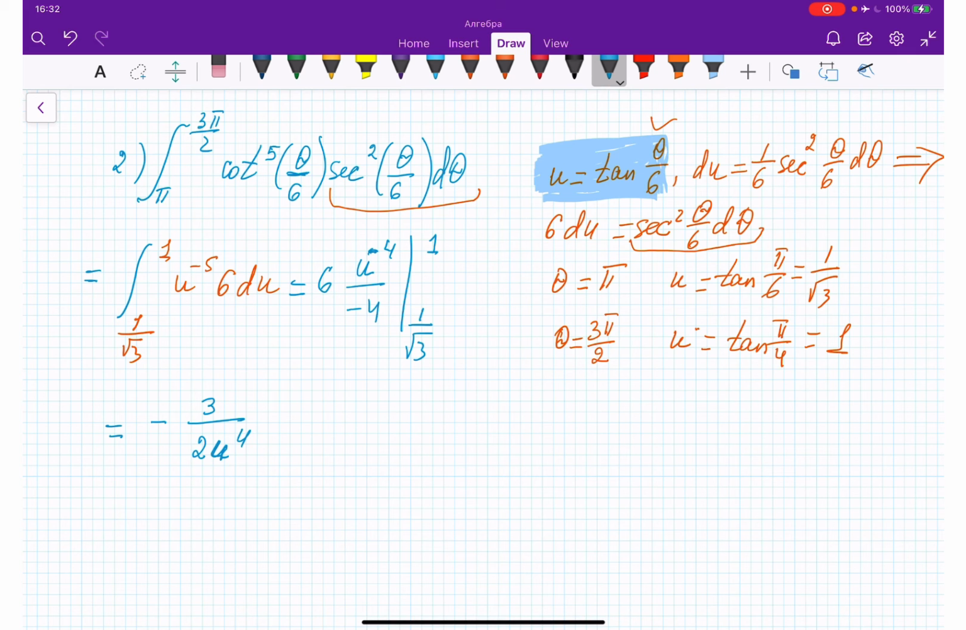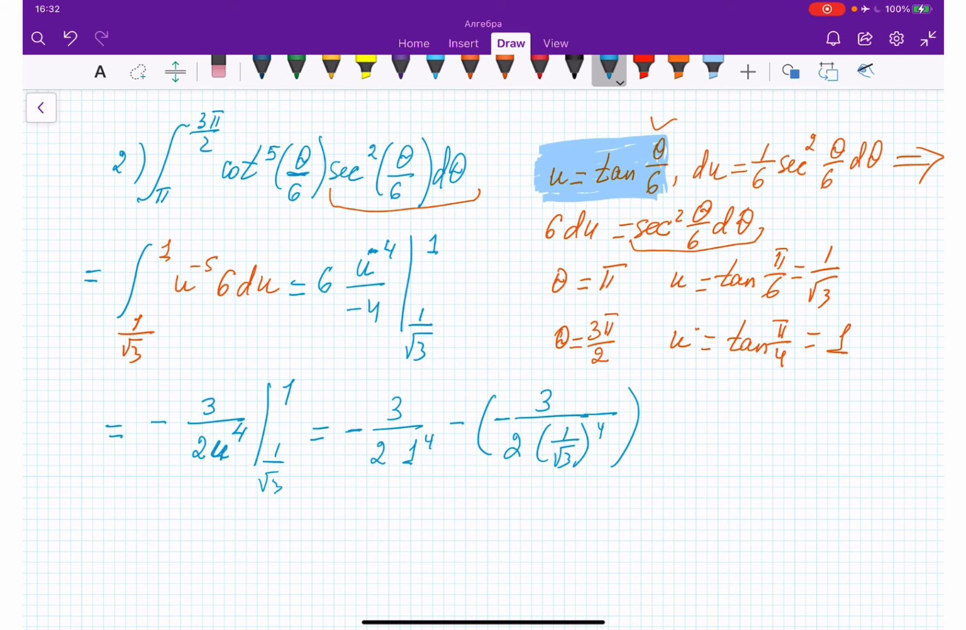And 6 and 4, I just reduced. And it's going to be from 1 over square root 3 to 1. Let me write this 4 down smaller so it looks like u also. Okay, I think that's better. And this is equal -3 over 2. How much is our u? It's 1. So first we're plugging 1, right? 1 to power 4 and minus -3 over 2, 1 over square root 3 to power 4.